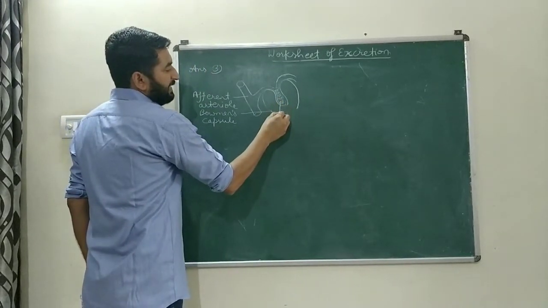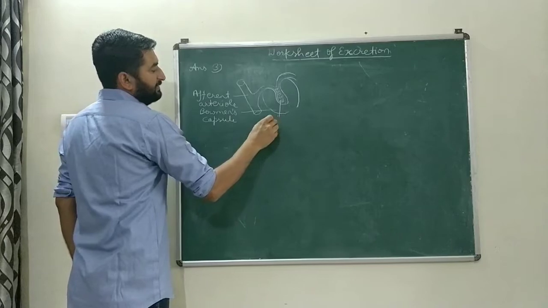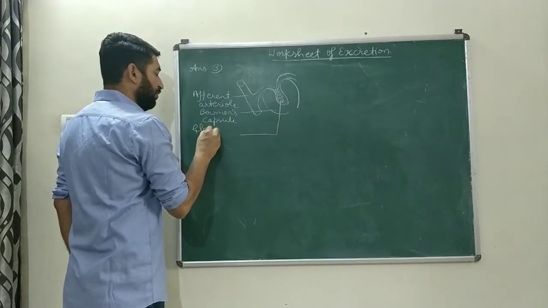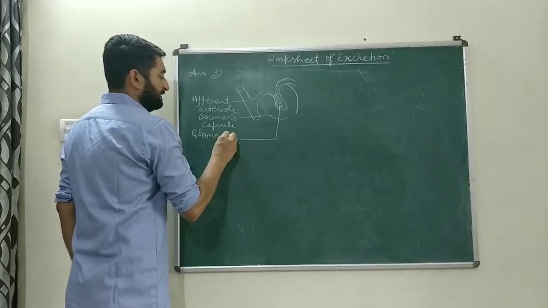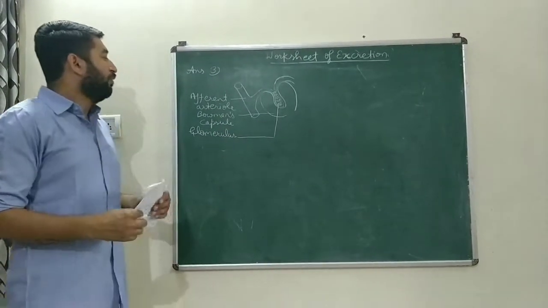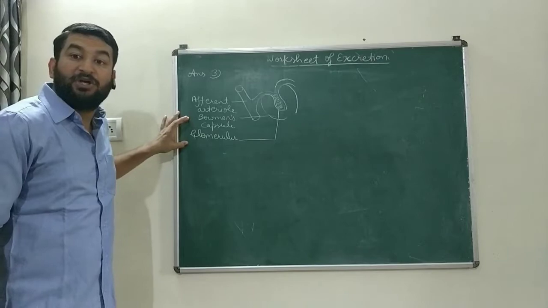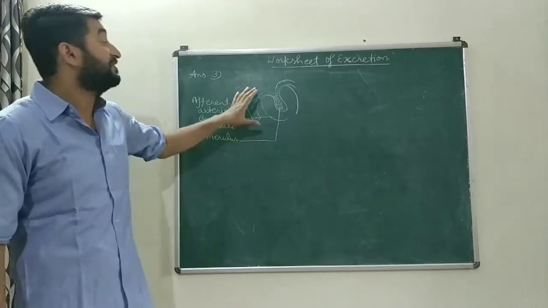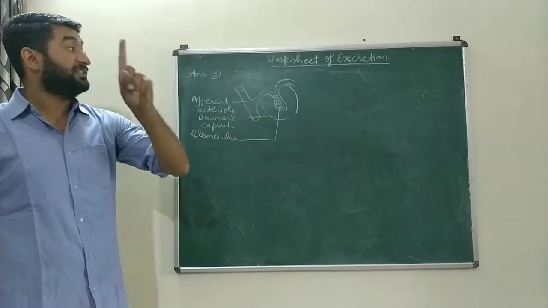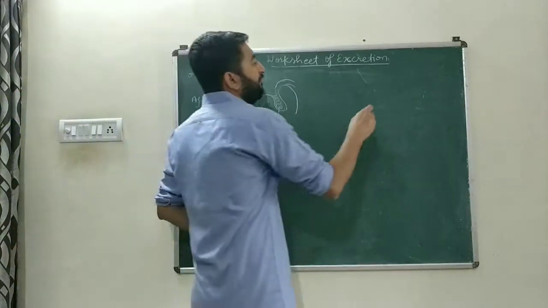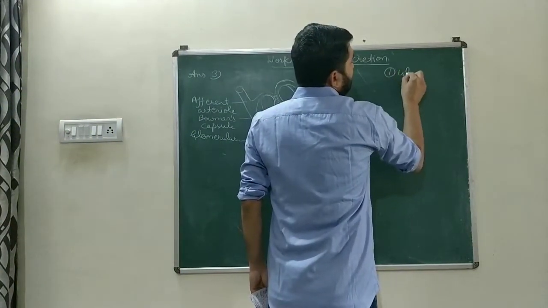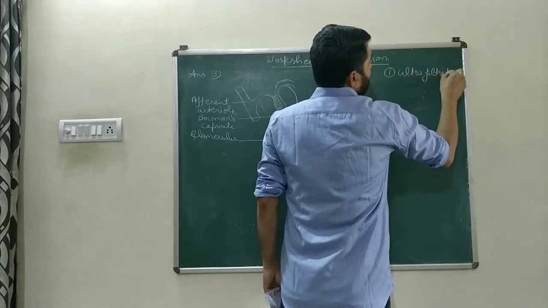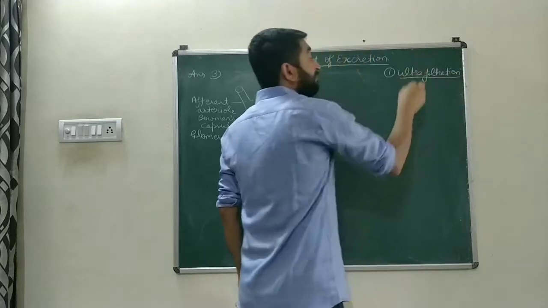This network of capillaries is known as glomerulus. Bowman's capsule and glomerulus together are known as the Malpighian tubule. This is the first part, where the first step of urine formation takes place, and that is ultrafiltration. That is the answer number 5th.